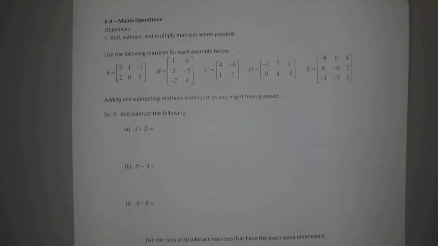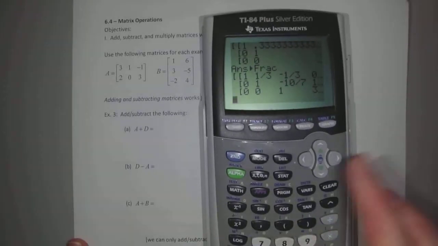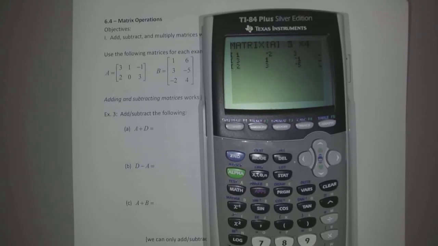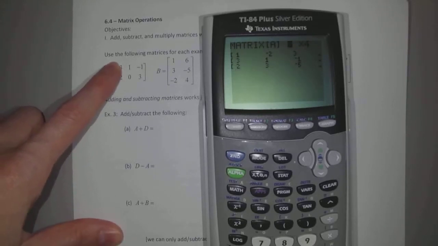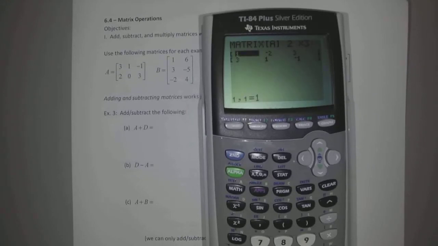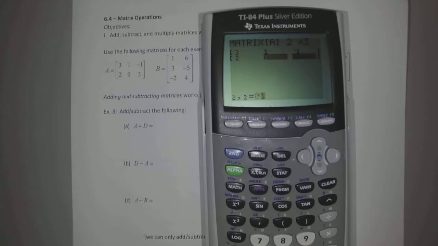Before we get too far in, notice they gave us 5 matrices, A through E. We're not going to use all of them. We're going to use A, D, and B. So let's go ahead and put A, D, and B in our calculator, all right? In our calculator, we're going to hit second matrix, edit A. What is it? It's a 2 by 3 matrix. So this will be 3, 1, negative 1, 2, 0, 3.